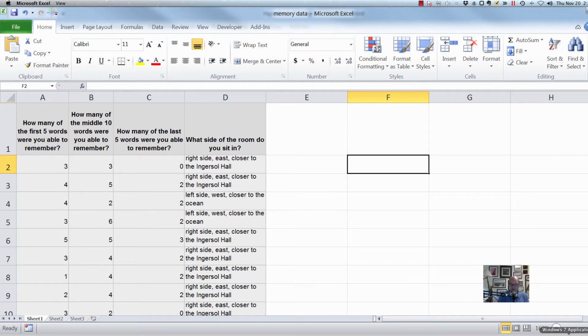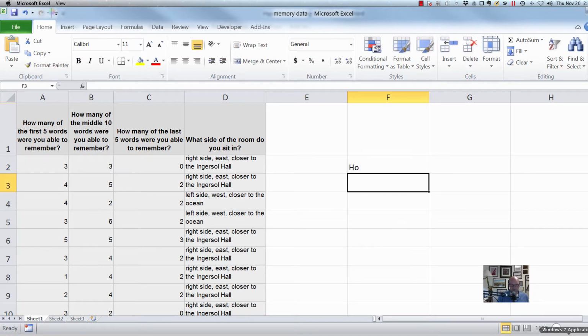All right, so I want to use the same data, but instead run a couple different two-sample t-tests. The first one I want to do is to determine whether or not the right side of the class was better than the left side of the class. So that one's pretty easy.